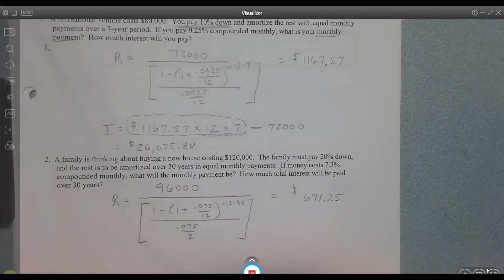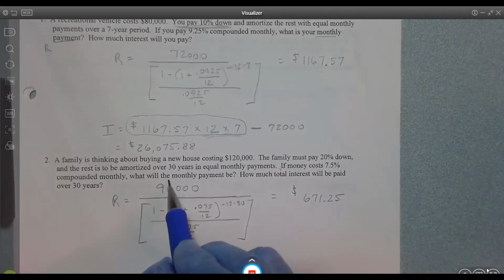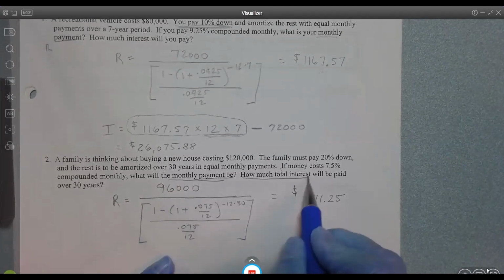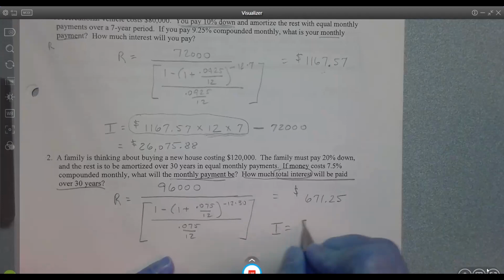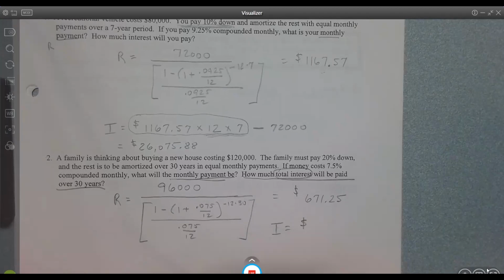I came out with $671.25. That's what I got. Is everybody all right? Yeah. Yes. All right. So that's the monthly payment. How much total interest will be paid over 30 years? Go find interest. And I'll write down what I came up with.